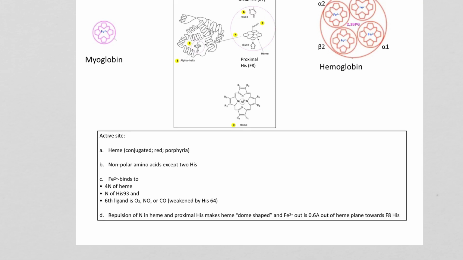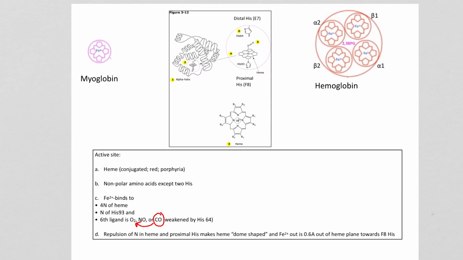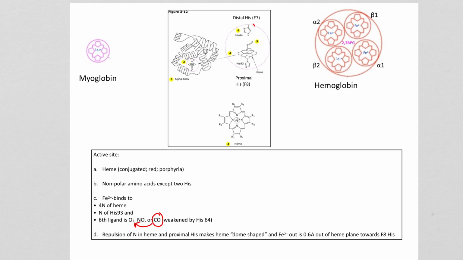It is interesting to note that carbon monoxide actually binds iron much more than does oxygen. However, the presence of this distal histidine, E7, weakens the interaction between the iron and carbon monoxide. So that's one very important function of this distal histidine E7.